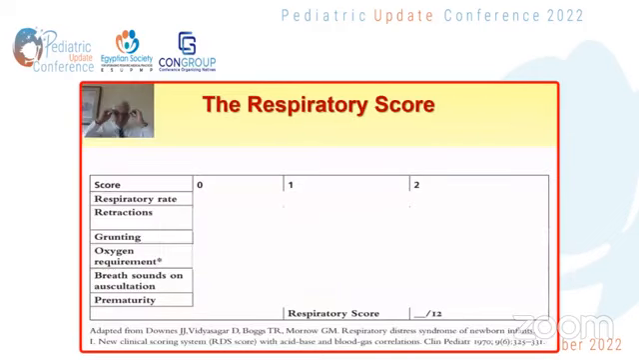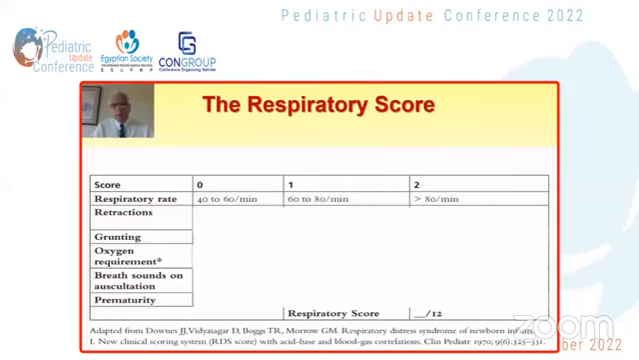Very good. So when you have a baby with respiratory distress, one of the first things you need to do is to try to define the severity of that distress. There is a score that was developed many years ago by Downes, published in 1970, that is still very useful and very practical, that will try to determine how severe the distress is that the baby has. And this scoring system has 6 items: respiratory rate, retractions, grunting, oxygen requirement, breath sounds on auscultation, and the degree of prematurity. And you have 3 numbers, like the Apgar score: 0, 1, and 2.